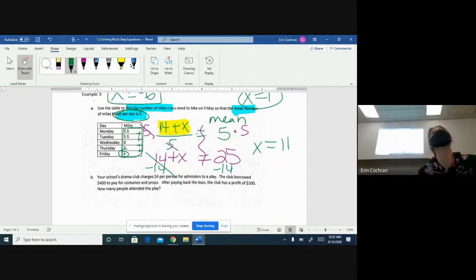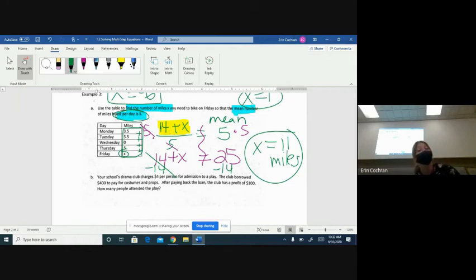11. So it's a story problem, so what does 11 represent? The number of miles. So we need 11 miles to be biked on Friday. Now, if it was me, I probably would have biked on Wednesday so I didn't have so many to do on Friday, you know. But yeah, for our average to be 5 miles a day, we'd have to bike 11 miles on Friday. Okay. All righty, let's look at the next one.